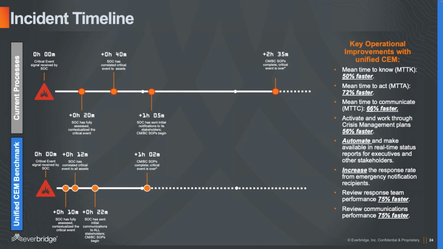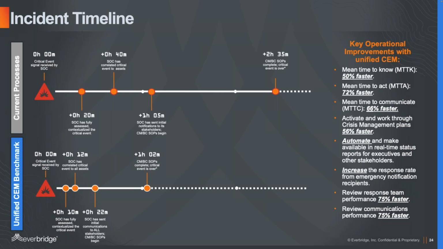We can actually run tabletop exercises and say, all right, how long does it take us to do these types of things today? Our current process takes us 20 minutes to fully assess and contextualize when an event takes place. It takes us another 20 minutes for the SOC to correlate what's been impacted. And then after roughly an hour, we'll start to communicate out with those stakeholders who might be impacted on the ground, or might be business unit leaders, or might be executive leadership. And then after about 2.5 hours, we'll officially mark this event as over.